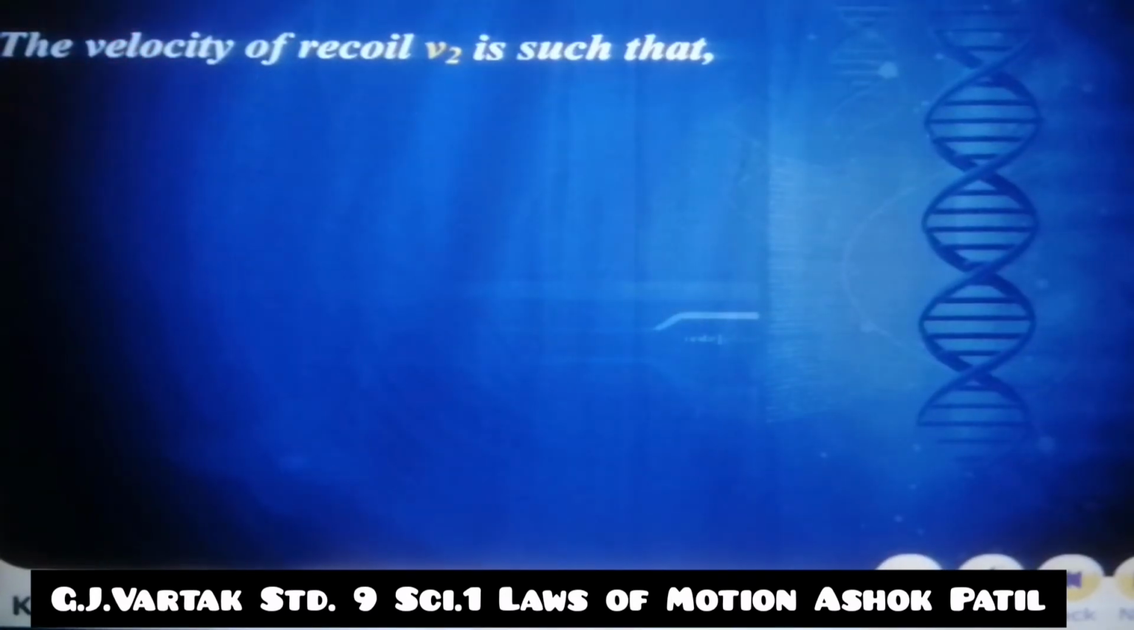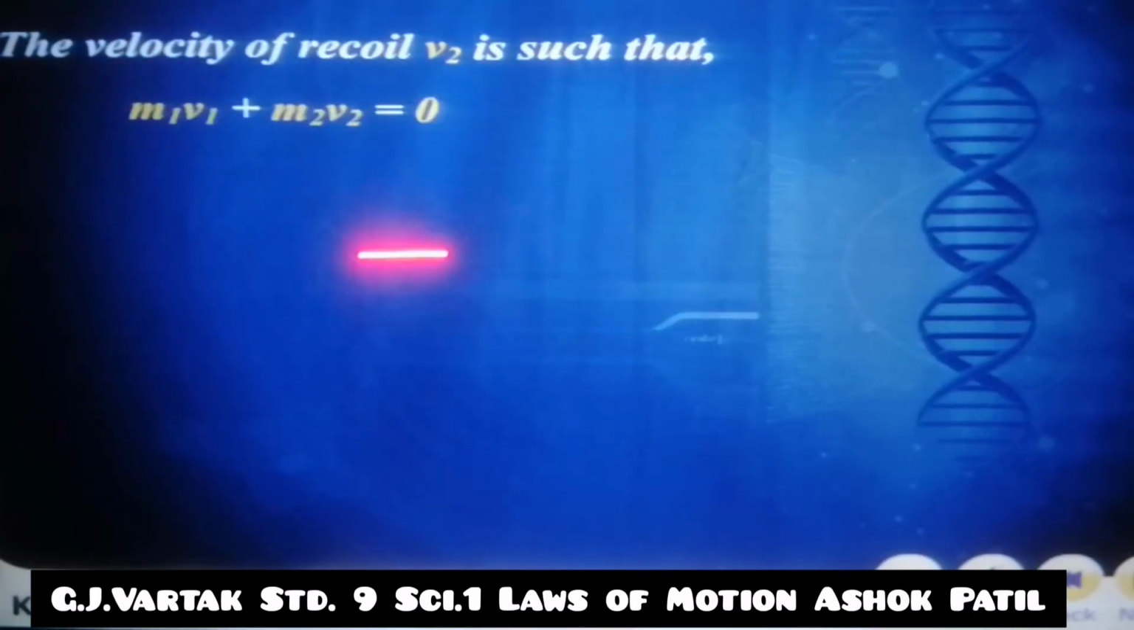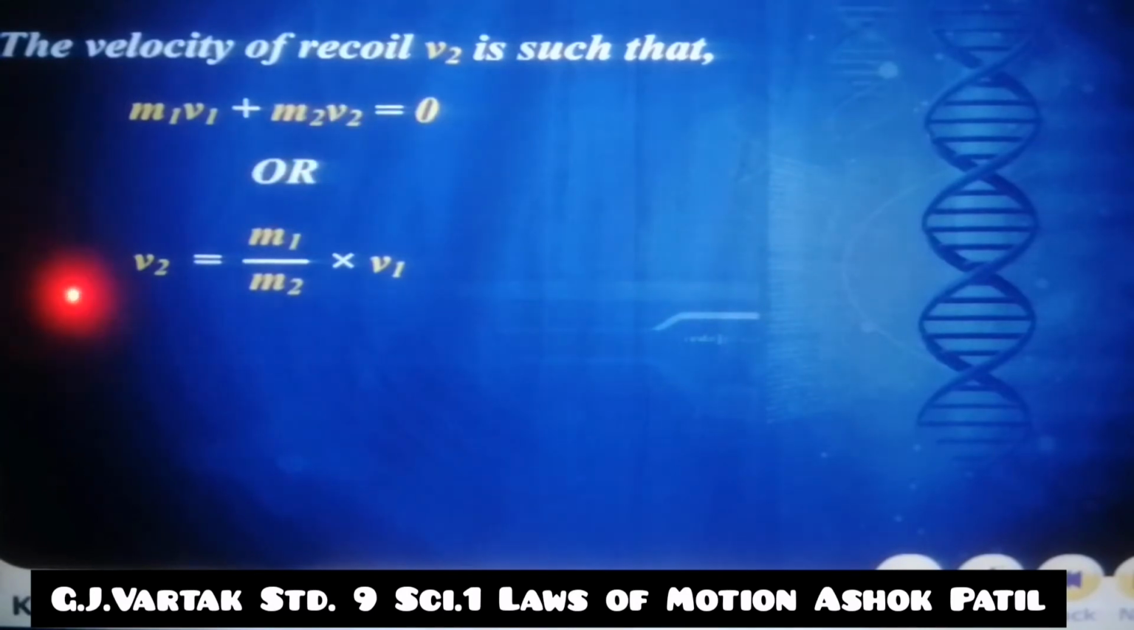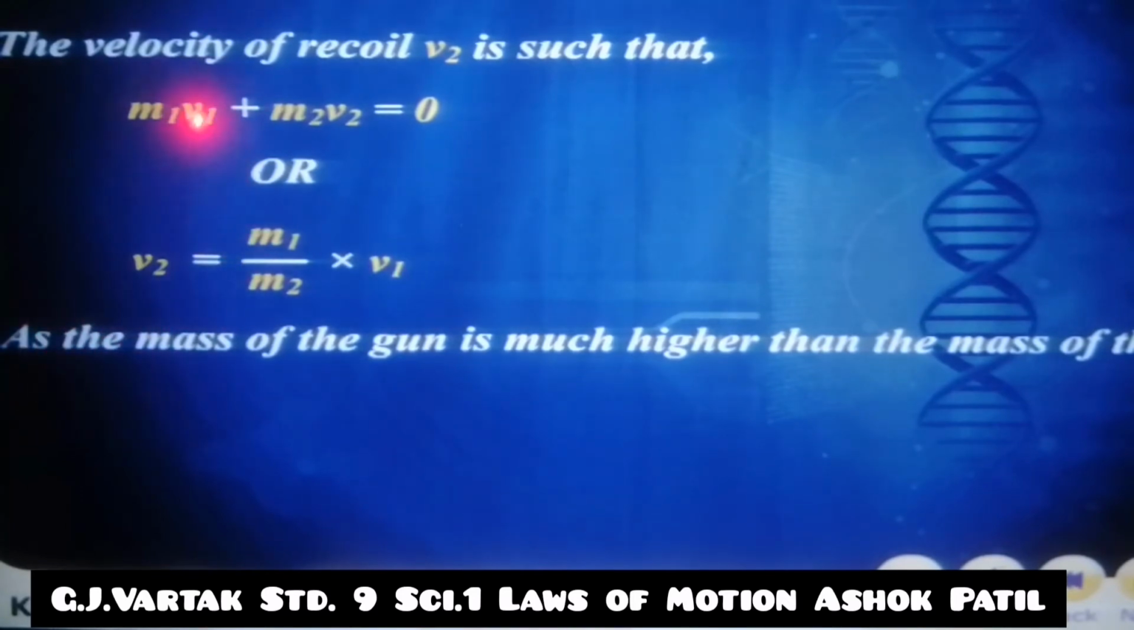The velocity of recoil v2 is such that m1 into v1 plus m2 into v2 is equal to 0, or v2 is equal to minus m1 upon m2 into v1. Here v2 and m2 are multiplied, so m2 comes to this side as division. We look here, m1 v1 upon m2, and v1 is multiplied by m1. That's why you can also write this step.